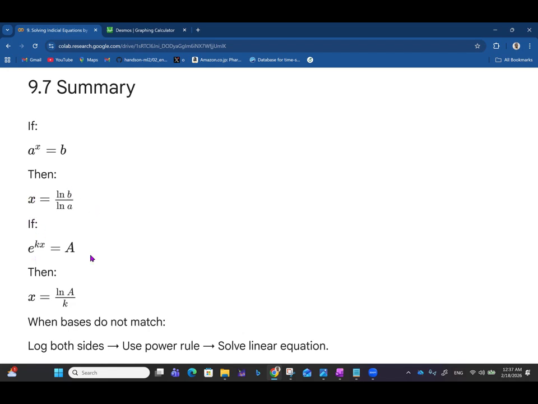Now, if e raised to the power kx is equal to a, then ln of e raised to kx, ln e is 1. So you have kx equals ln a. So divide both sides by k, you have x is ln a over k.